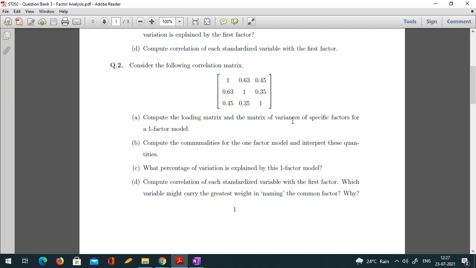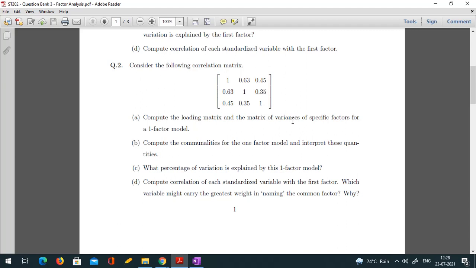So consider the following correlation matrix. Compute the loading matrix and a matrix of variances of specific factors for one factor model. Again, we will use principal component method here because maximum likelihood method requires numerical solution which we cannot do manually. So here we would go for PCA method again. So we have to compute eigenvalues, eigenvectors, the largest eigenvalue, corresponding eigenvector, and then other things are okay. Commonalities, specific variances, what percentage of variation is explained.